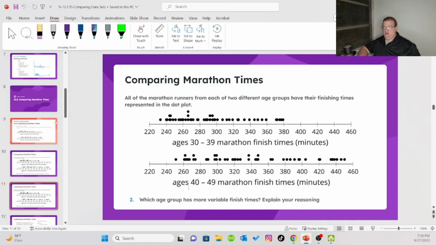So the 40 to 49-year-olds have the more variable finish time because they are more spread out on the dot plot, and that's what variability talks about. How spread out are my dots on the dot plot?